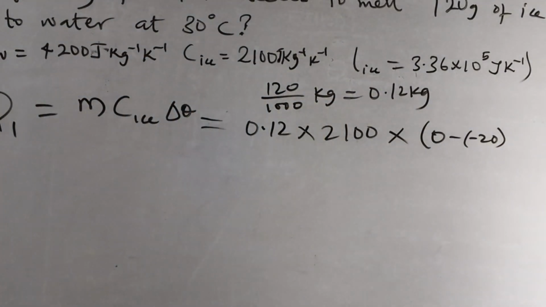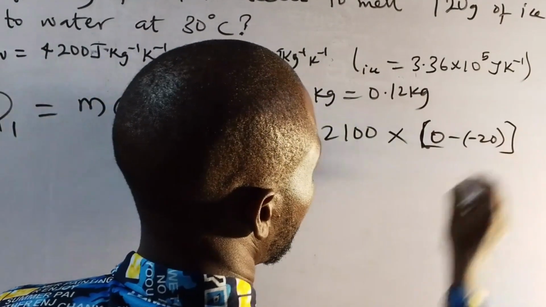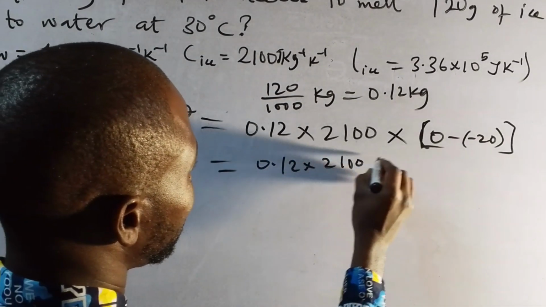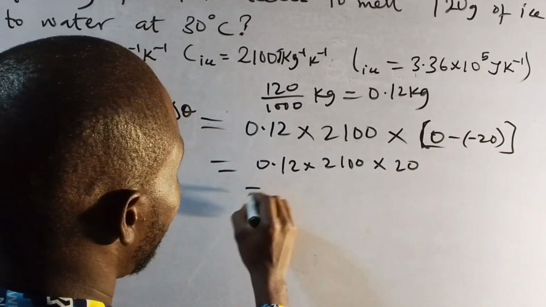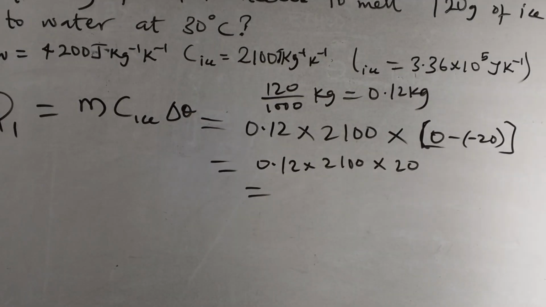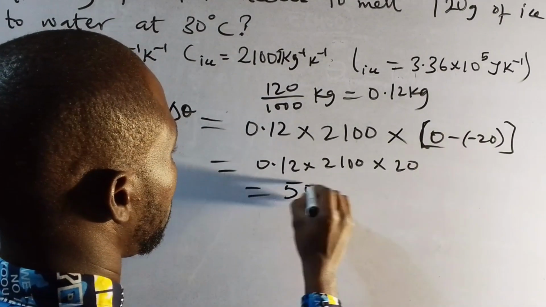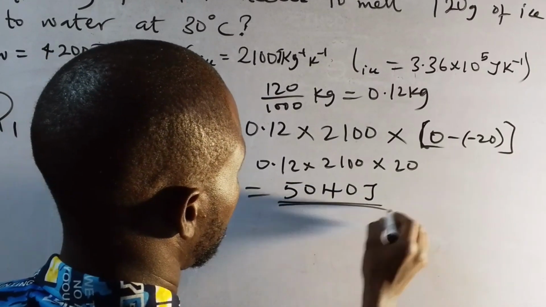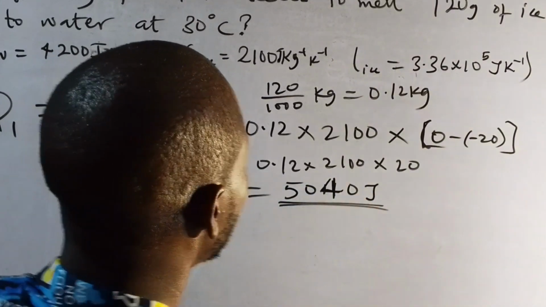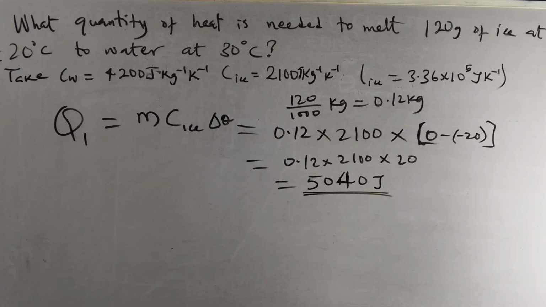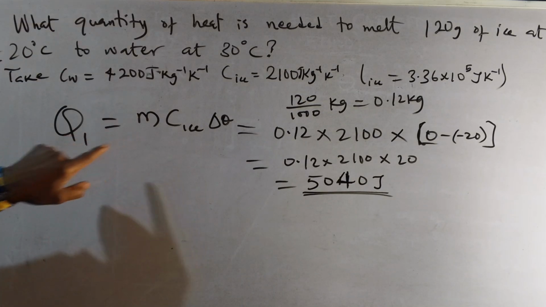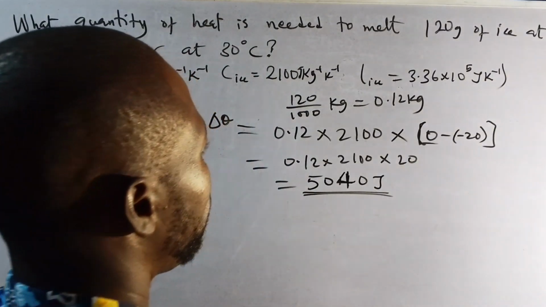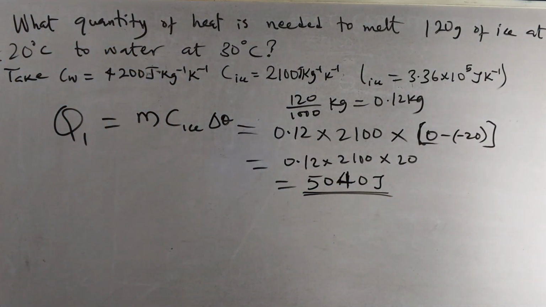So this gives us 0.12 times 2100 times 20. And that gives us what? 5040 joules. This is the first quantity of heat that is needed to increase the temperature of the ice from -20 degrees Celsius to 0 degrees Celsius.